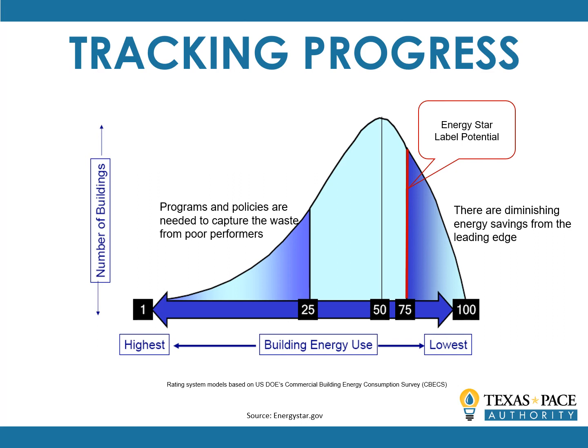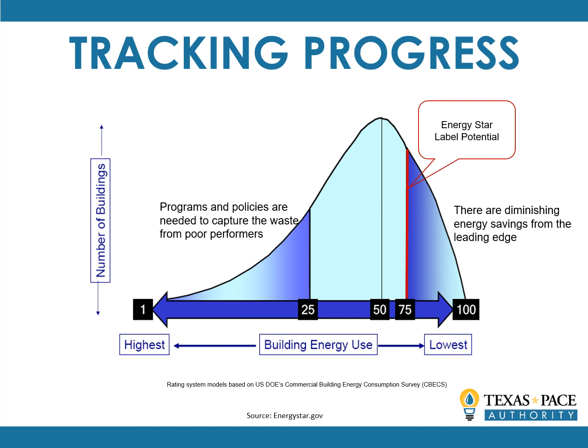For qualifying facilities, which includes a multitude of building types ranging from banks to schools, medical offices to retail stores, wastewater treatment plants, and more, Portfolio Manager then rates your building based on a score of 1 to 100. This ranking is relative to similar buildings nationwide based on energy consumption surveys conducted by the Department of Energy.